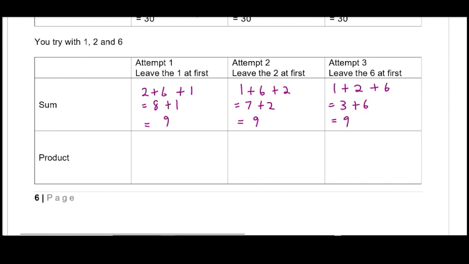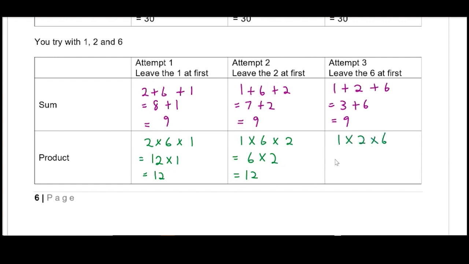We're going to do exactly the same now, but we're going to multiply. So we're going to leave the 1 at first, and we're going to multiply the 2 by the 6, and then only multiply the 1. We get 12 times 1, which is 12. This time we're going to leave the 2. We're going to multiply the 1 and the 6 first, and then multiply in the 2. We get 6 times 2. We get 12. This time we're going to leave the 6. We're going to multiply the 1 by the 2, and then only by the 6. We get 2 times 6 equals 12. Notice different ways of calculating an answer and getting the same answer.